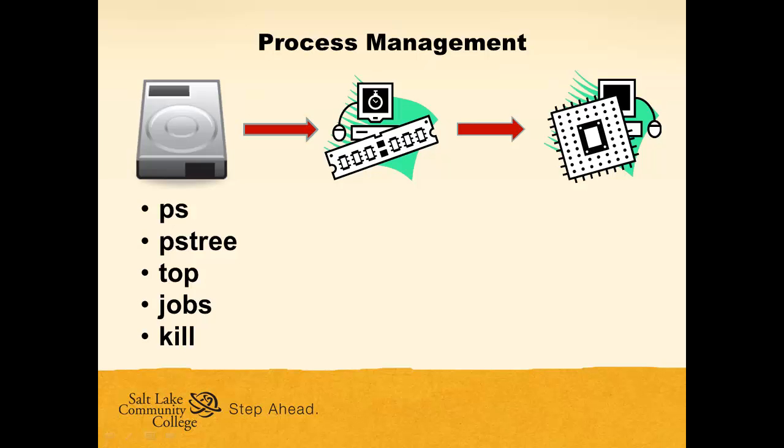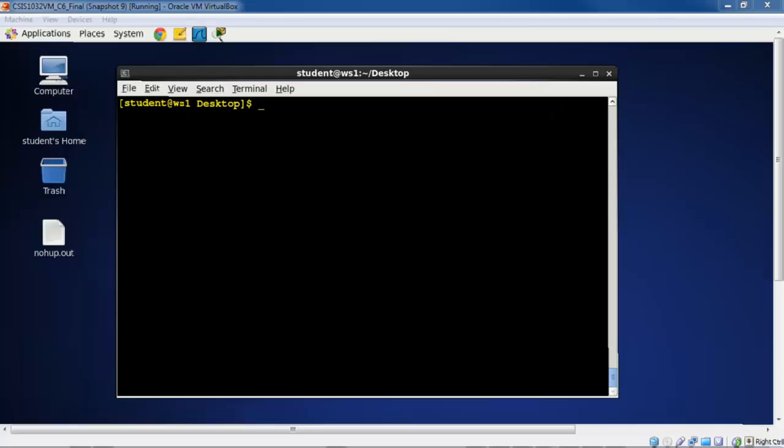And if you've ever used Task Manager in a Windows environment, then this is exactly the same thing. We'll be looking at ps, pstree, and top, the main tools for actually observing what's going on in the system as far as processes go. And then we'll be looking at jobs, and I'll explain to you the difference between a job and a process. And then finally we'll look at the kill command, which allows us to stop or restart processes if necessary. Let's go and take a look.